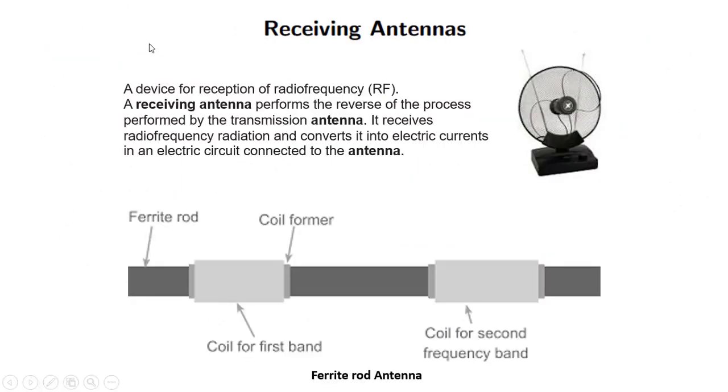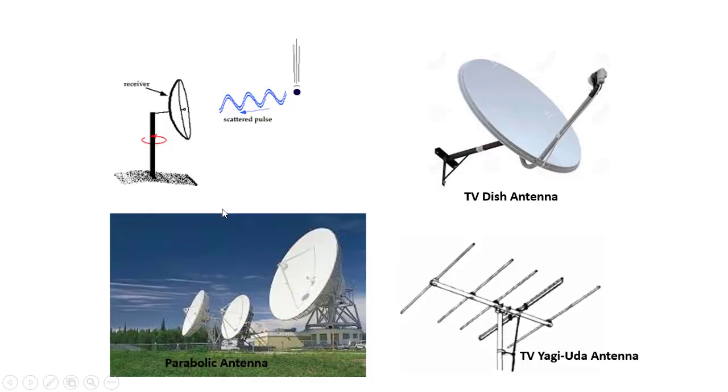So next, receiving antennas. A device for reception of radio frequency. A receiving antenna performs the reverse of the process performed by the transmission antenna. It receives radio frequency radiation and converts it into electric currents in an electric circuit connected to the antenna. There are different types of receiving antennas. One example is the ferrite rod antenna. It is used in radio receivers to receive the medium wave signal.